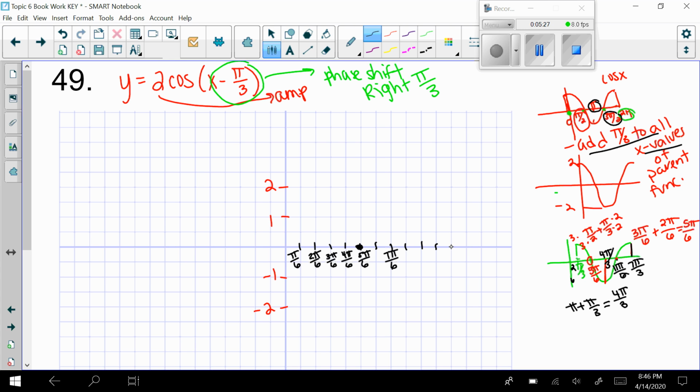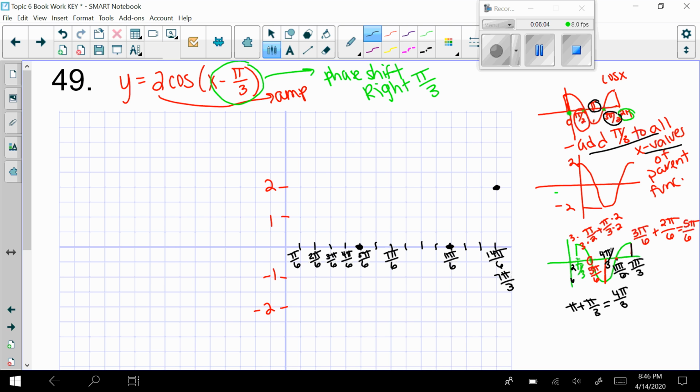10 pi over 6. Here is 11 pi over 6. Another 0. I'm trying to stay neat. 12, 13, 14. And I'm stopping at 14 pi over 6 because I know that's going to reduce to my 7 pi over 3, which is really where my maximum is, we're back up at our maximum.